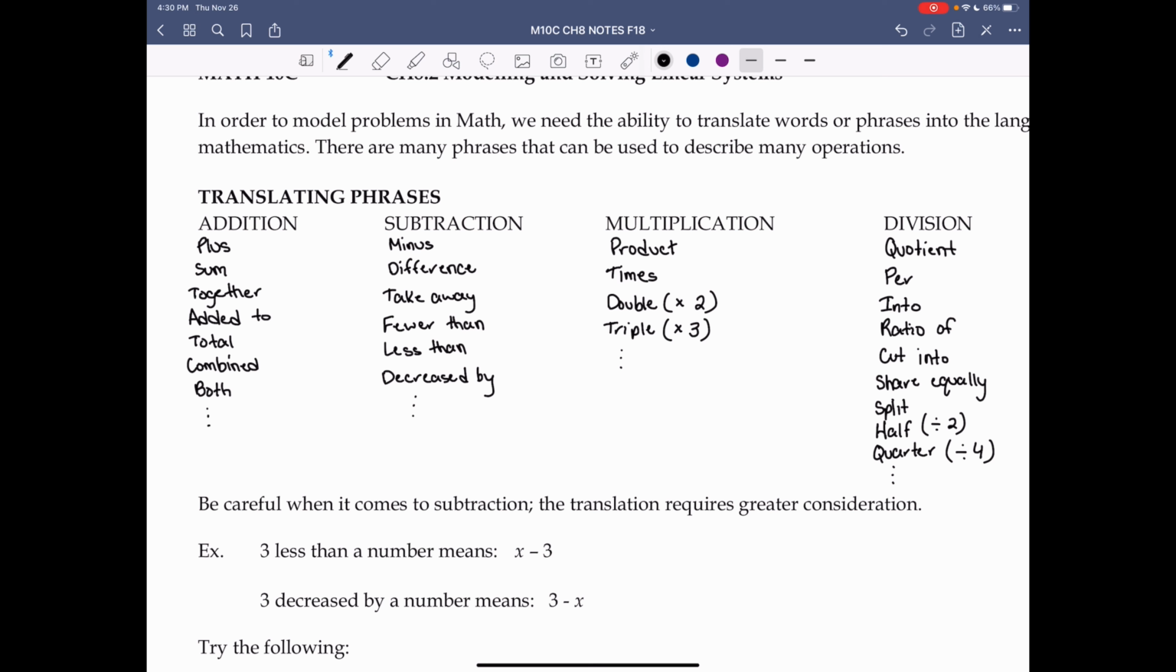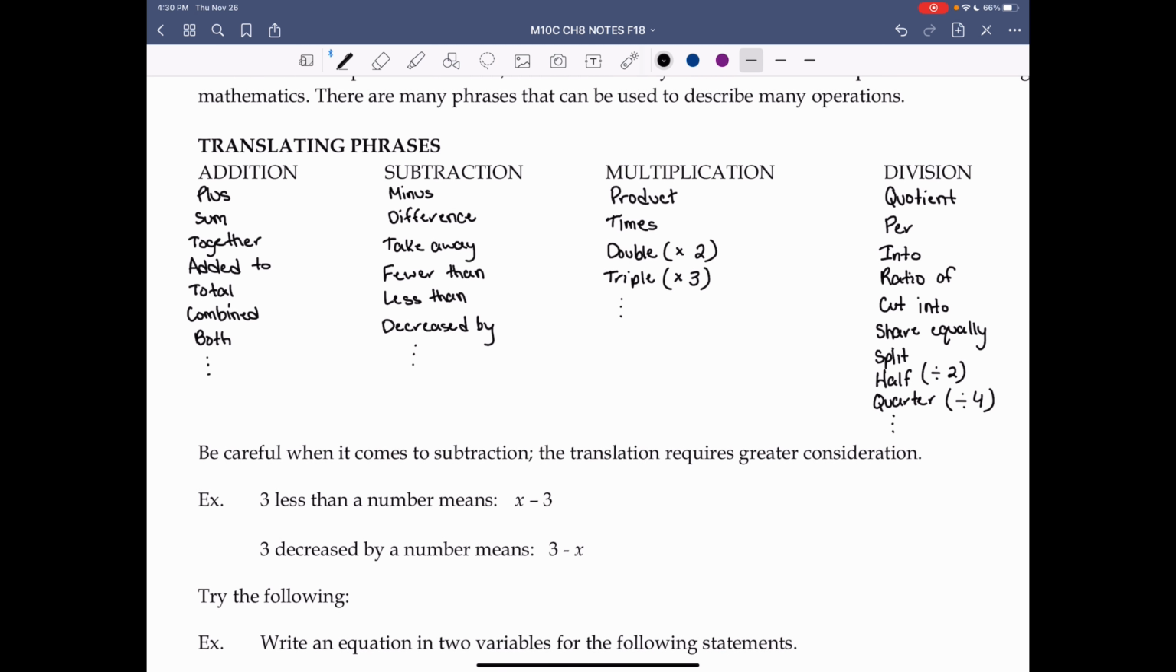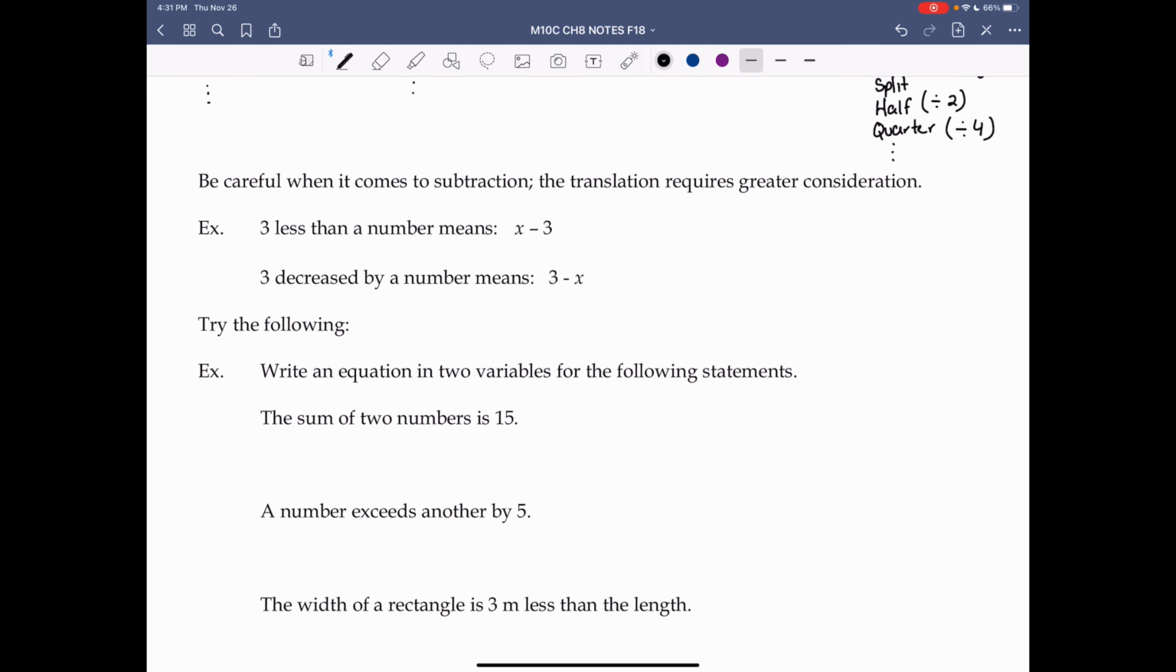When it comes to subtraction, we have to be careful because subtraction is not commutative, meaning that the order of subtraction is important. You have to really think about the phrasing of the statement to determine which order to subtract in. So example, 3 less than a number means start with the number, in this case x, and subtract 3. 3 decreased by a number means start with the 3 and take away the number, so 3 minus x.